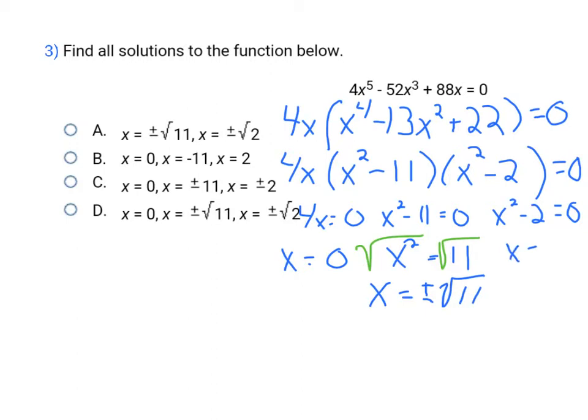And the same thing here, this is going to be x squared equals 2. And then when I take the square root of both sides there, x is going to equal plus or minus the square root of 2. And so here, I had a power of 5, so that means I can have up to 5 answers, and that's where I get my 1, 2, 3, 4, 5 answers. And so that means my final answer here is going to be D.